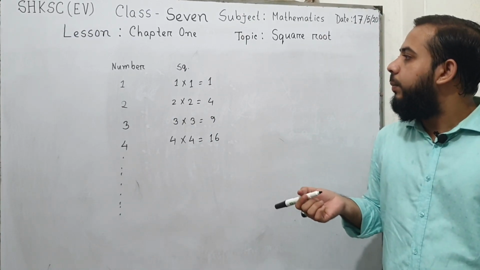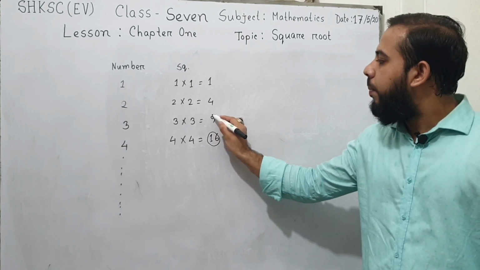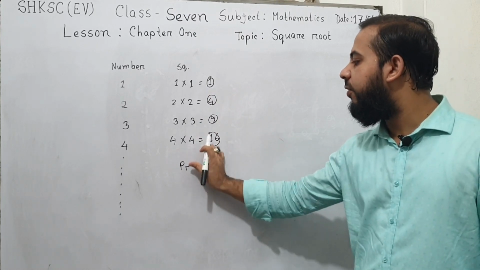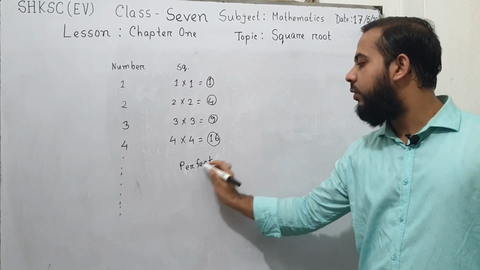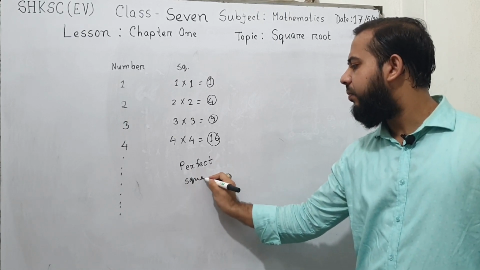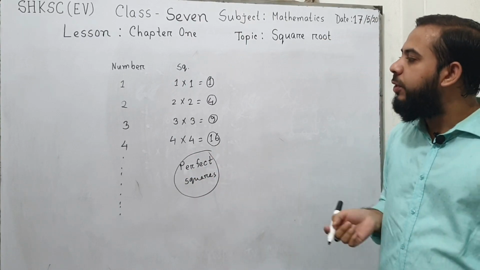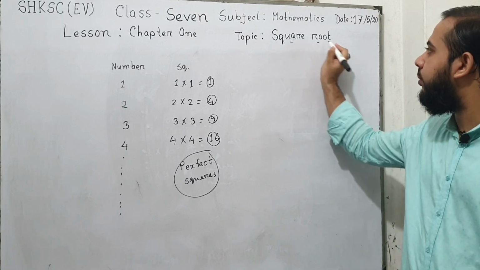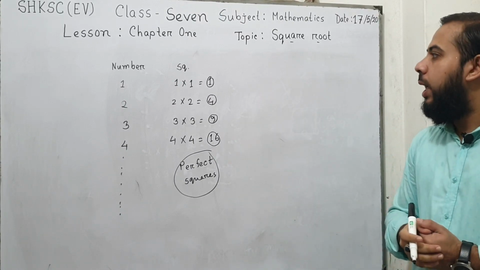Now, these numbers are called perfect squares. Why are they called perfect squares? These are called perfect squares because if we find the root, what is root again? Square root. We are discussing square root. So now we will try to find square root.